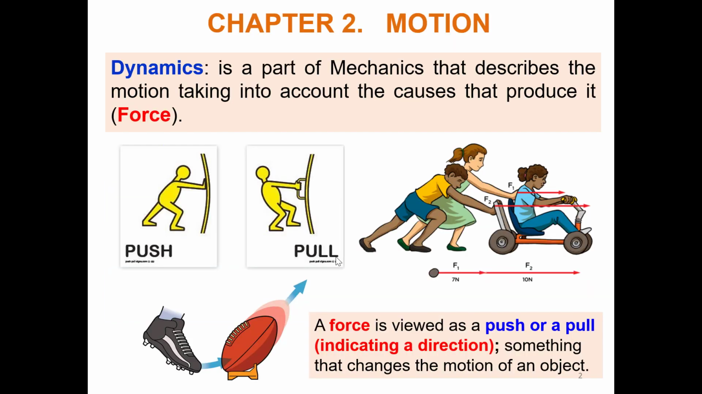In the previous section, we described the motion in terms of distance, velocity, acceleration, and time. All these variables we used to describe the motion were related to kinematics. Today we are going to talk about dynamics. We want to describe the motion, but also take into account the cause that produces that motion. The cause that produces any motion is a force.